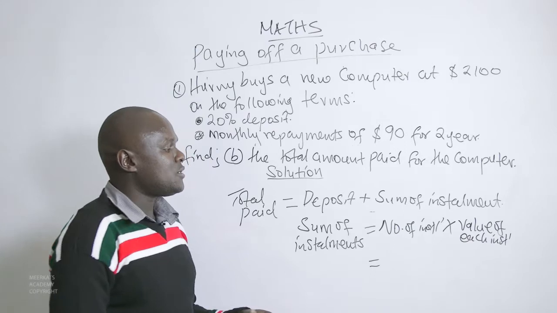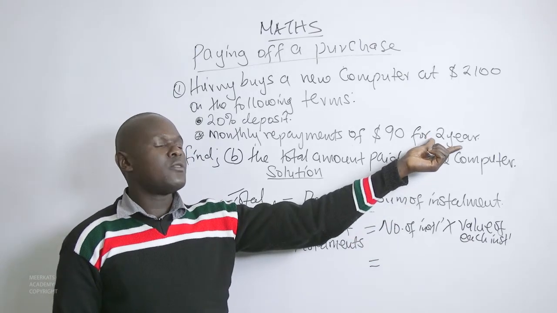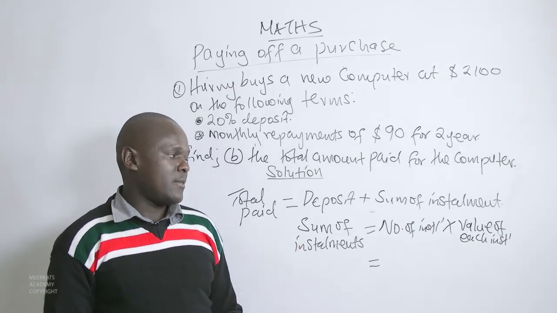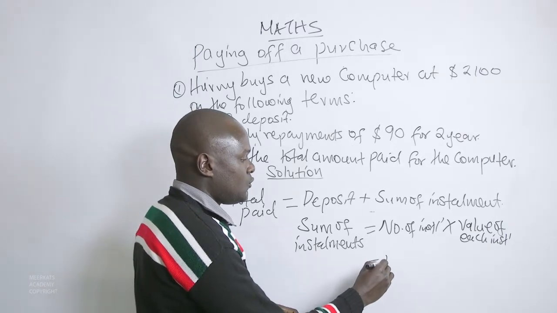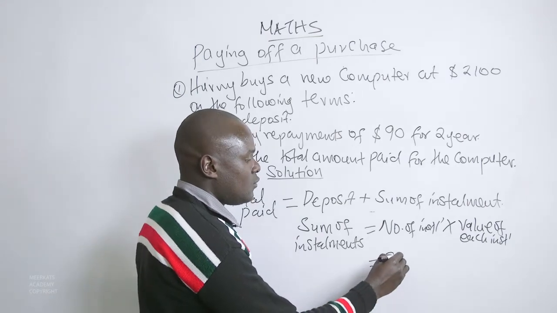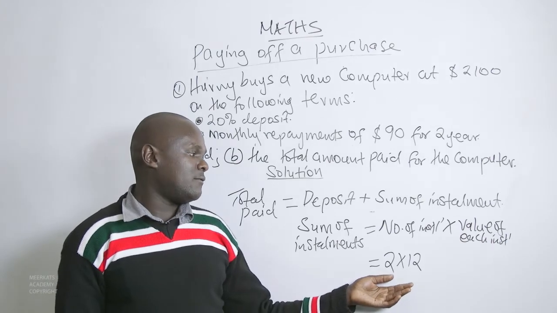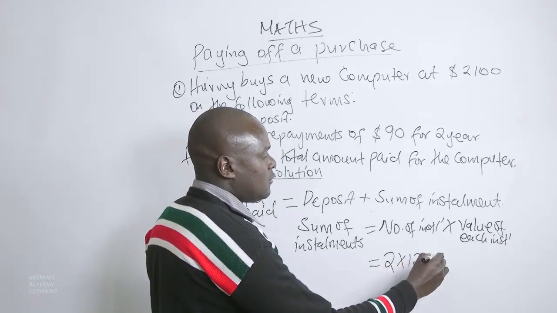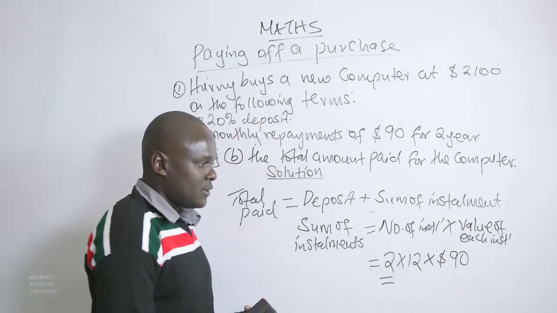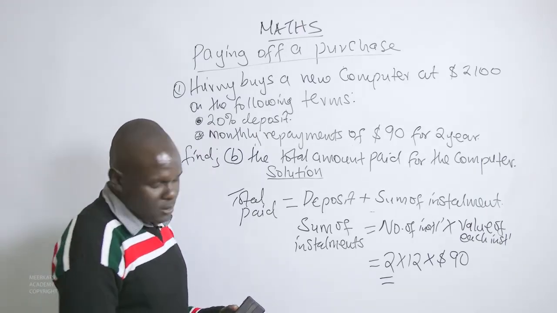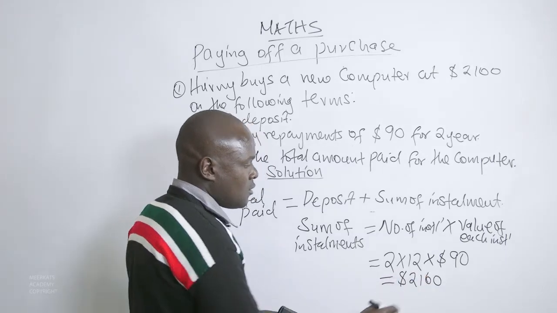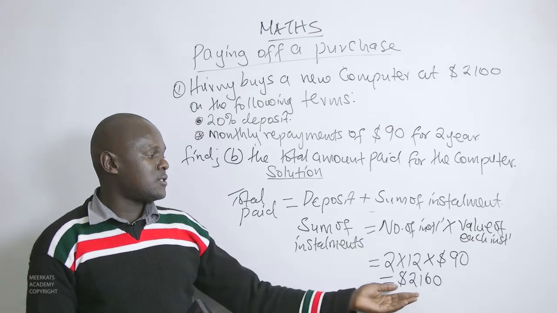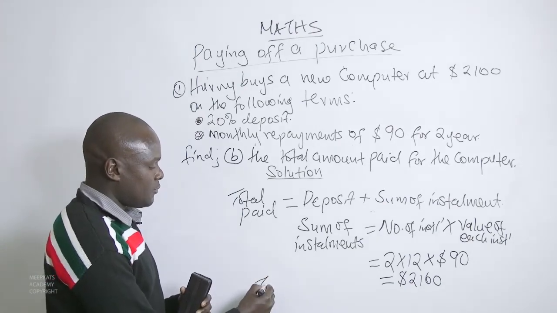And the number of installments, we said we extract that from the duration that we are given, and the duration is 2 years. And remember, every installment is made every month. So if we have 2 years, and every year we have 12 installments, then this means we have 24 installments. Then we multiply by the value of each installment, which is $90. And this will give us $2,160.